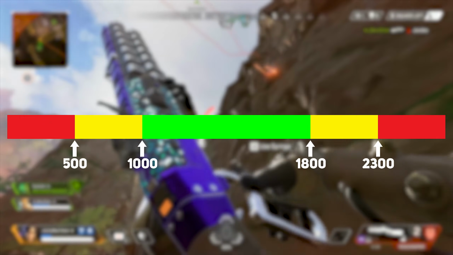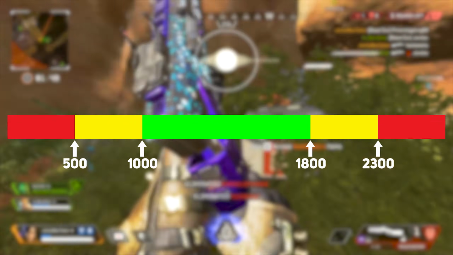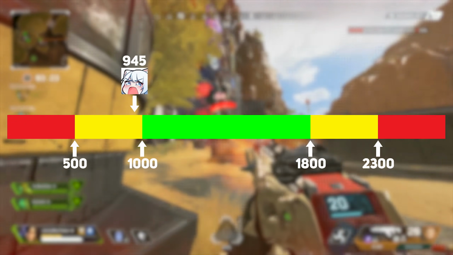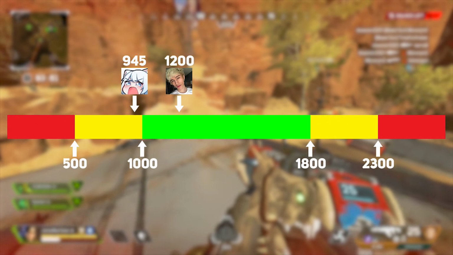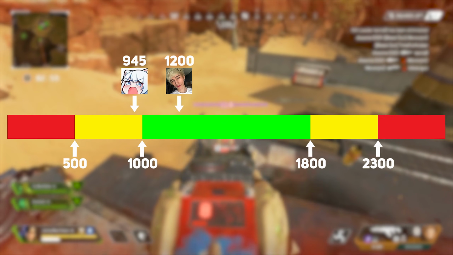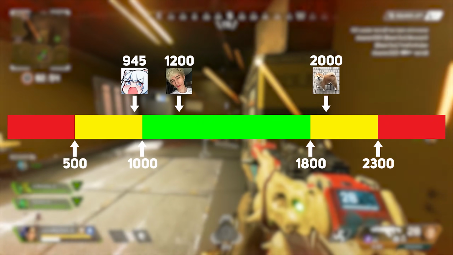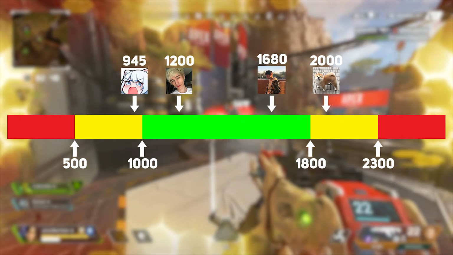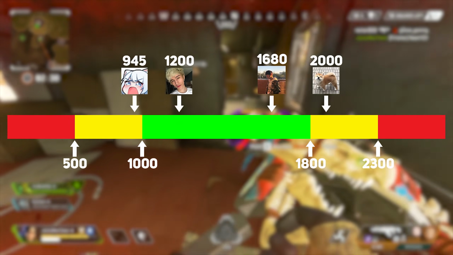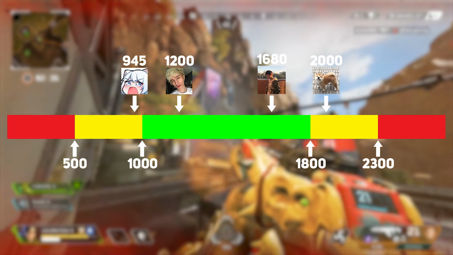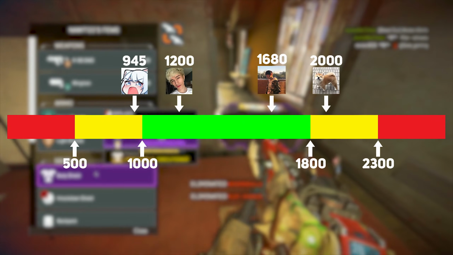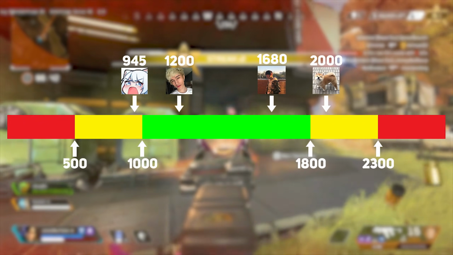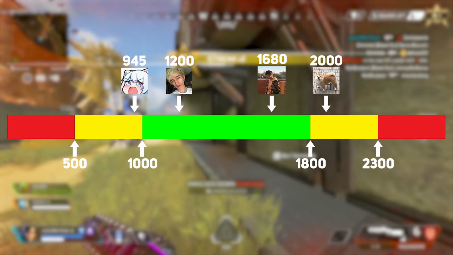So for example, just some top players here, some pro players for you to reference: Mendo plays at 945, which is just below the comfort zone. Diego plays at 1200 EDPI, which is in the comfort zone. And then Dizzy plays at 2000 EDPI, which is a little bit over the comfort zone. And Ace plays at 1680 EDPI, which is in the comfort zone. So alongside these pro players, there's a lot of other pro players which if you calculate their EDPI, they will fall somewhere in this comfort zone, if not near it.